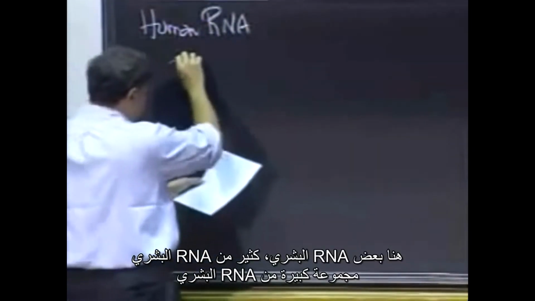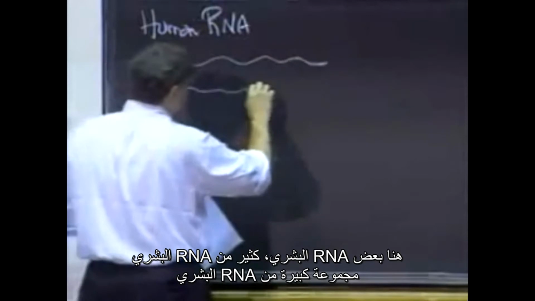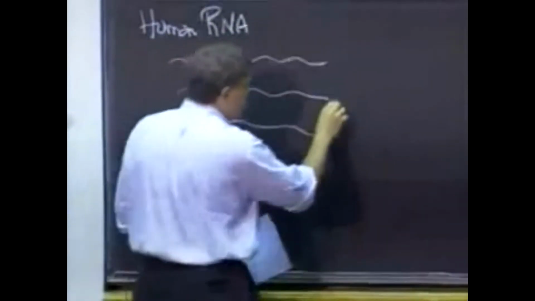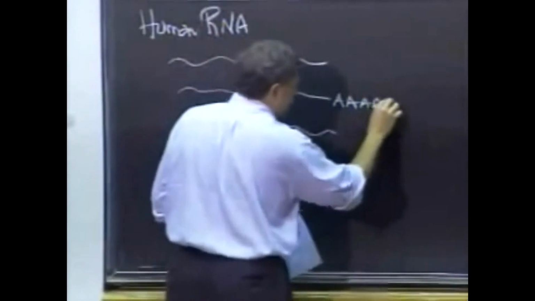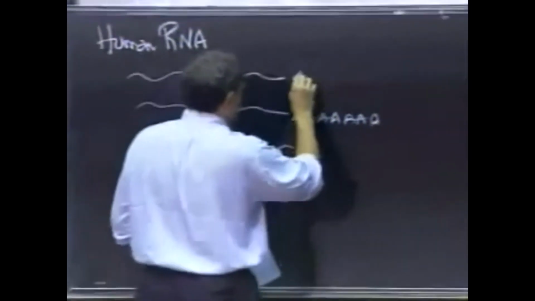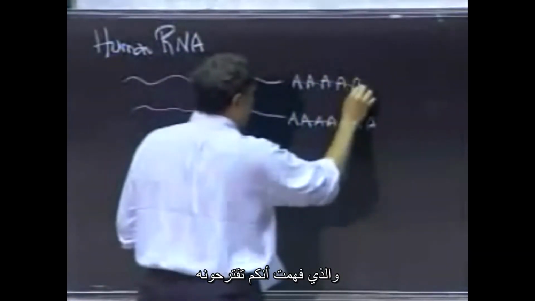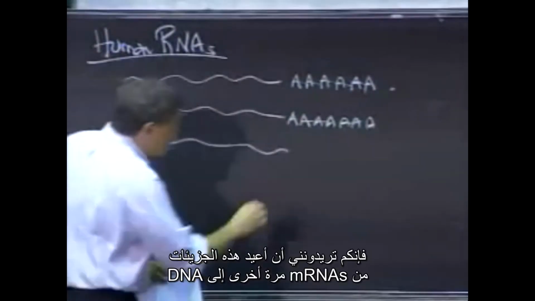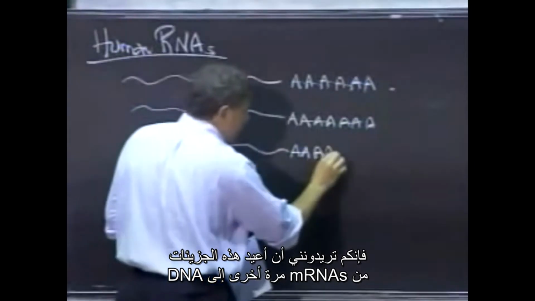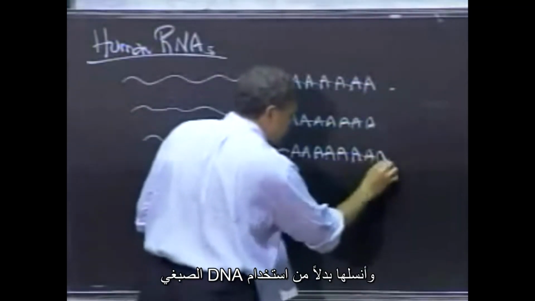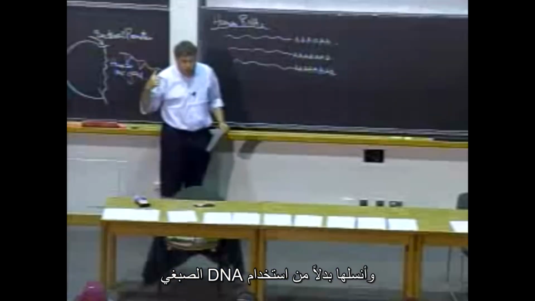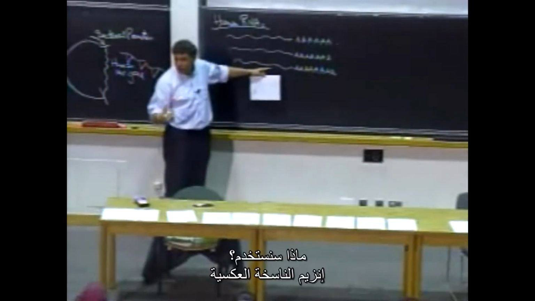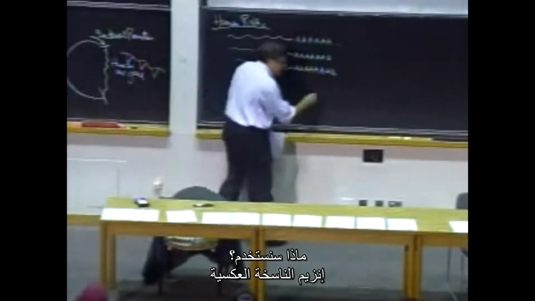Here's some human RNA, lots of human RNA, a big collection of human RNA. What was at the end of a human RNA? A poly-A tail. And what I understand you to be suggesting is if we take human mRNAs, a whole collection of them, you want me to turn these mRNAs back into DNA and clone them instead of using the chromosomal DNA. How do I turn an RNA back to DNA? Is that possible? What do you use? Reverse transcriptase. We have to give it a primer.